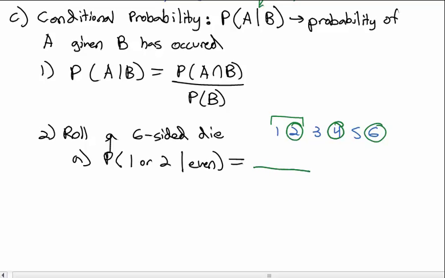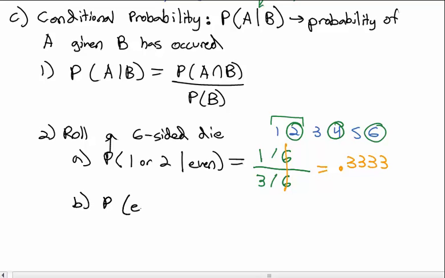So the numerator is the probability that both happened. I got a 1 or a 2, and it was even. There's only one number, the number 2, out of 6 that satisfies that requirement. In the denominator, we'll put the probability of the given information. There are 3 evens out of 6. And I usually divide out the denominators. So we've got 1/3, or a probability of 0.3333. The probability that I get a 1 or a 2, given the roll was even, is 0.3333.